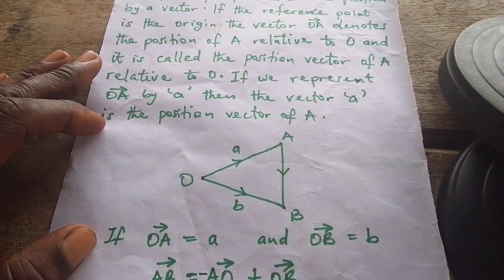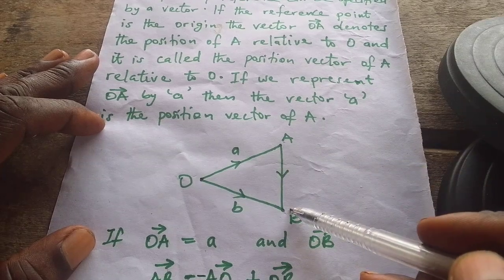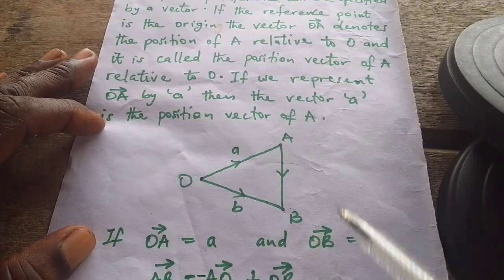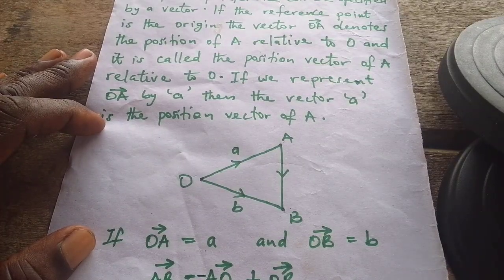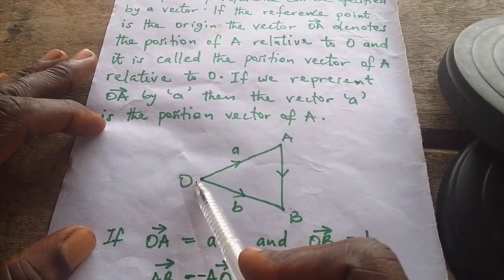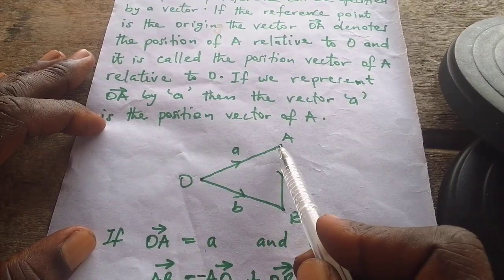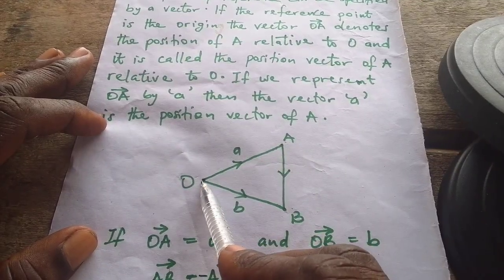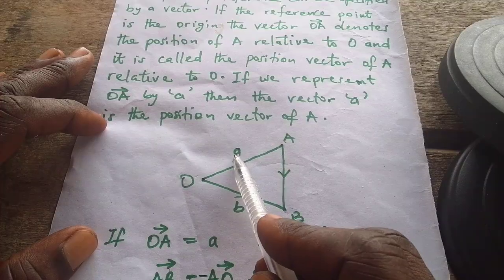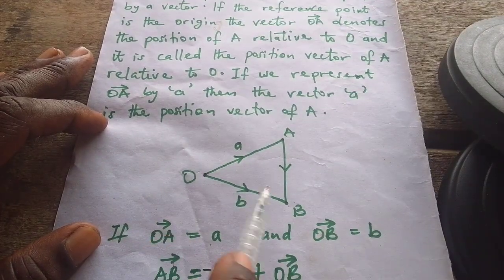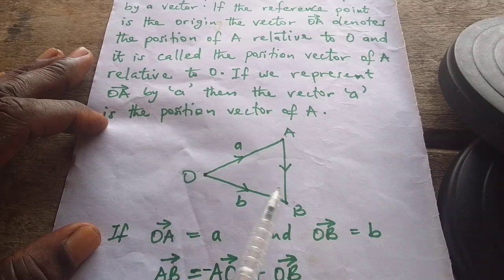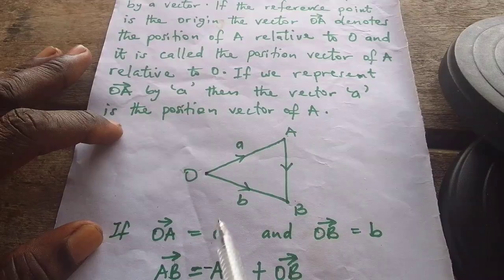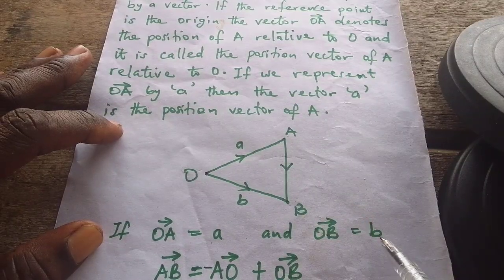Now, if we want to describe this vector AB according to the position vector, normally if you are talking of the position vector OA, it starts from O and ends at A. So the arrow is facing like this, from O to A. So this is the position vector OA, small a. Then the position vector OB starts from O and ends at B. So this is small b. So OA is taken to be small a and OB is taken to be small b.